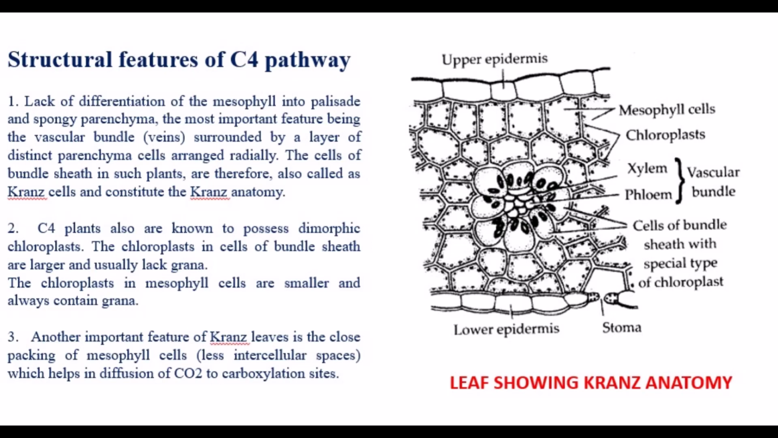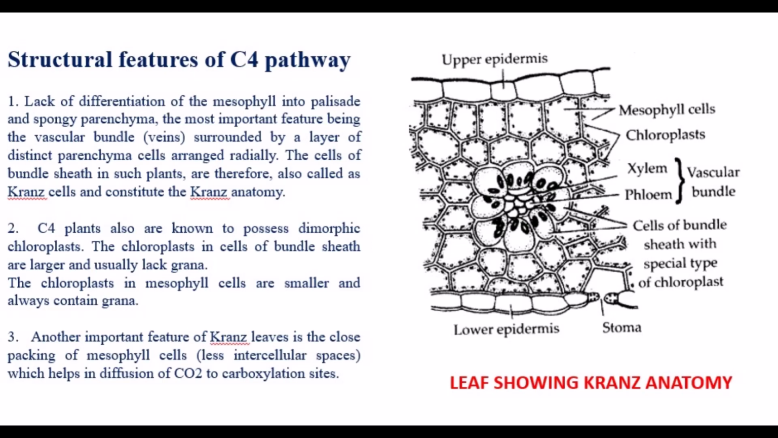C4 plants are known to possess dimorphic chloroplasts. The chloroplasts in cells of the bundle sheath are larger and usually lack grana, while the chloroplasts in the mesophyll cells are smaller and always contain grana. Another important feature of Kranz leaves is the close packing of the mesophyll cells with very little intercellular space. Thus, this helps in easy diffusion of carbon dioxide to the carboxylation sites.